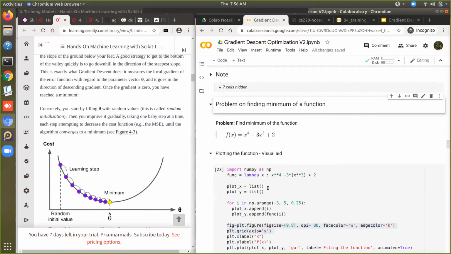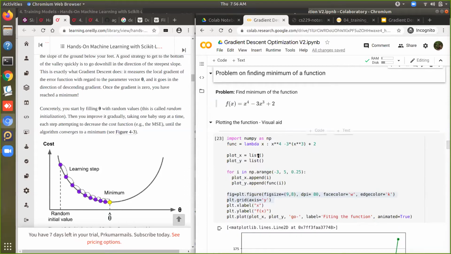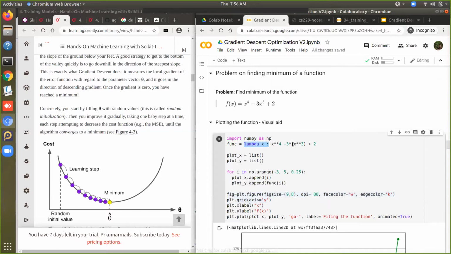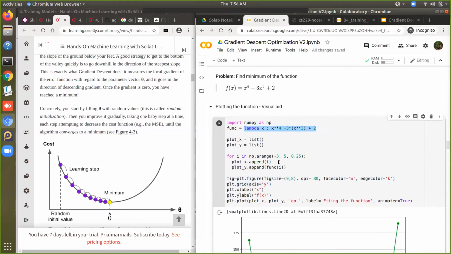As we might have seen before, let's find the minimum of a function. Here x is the only parameter. It is raised to the fourth power and cubed here. The same is coded here as a lambda function: x power 4 minus 3x cube plus 2. It has been written here, and we will plot it as a brute force approach.